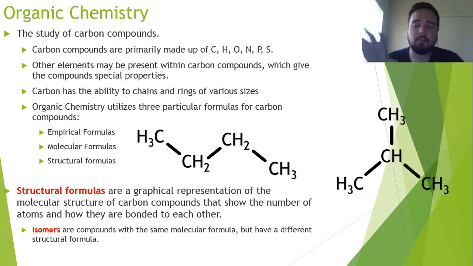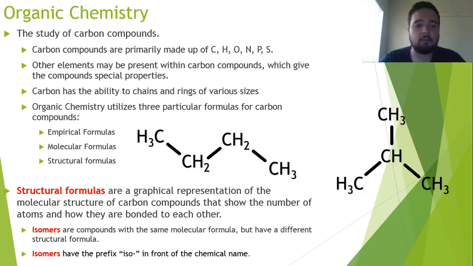And this difference in bonding allows them to react in different ways. Again, something further into organic chemistry, but just be aware that isomers do exist. Isomers have the prefix iso in front of the chemical name. So if you see isopentane, it means it's the isomer of pentane, which means it has the exact same number of elements, it's just bonded in a different way.